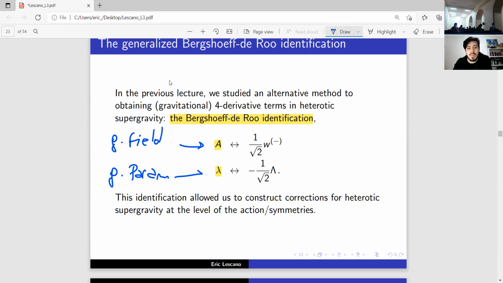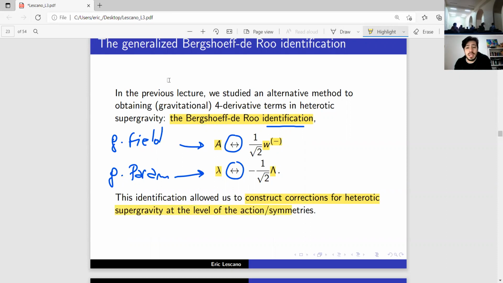We start by considering a gauge supergravity, and then we can perform this kind of identification. These are our identifications. We are working in this way to the right in order to transform this gauge field into a gauge connection, and in order to transform this gauge parameter into a Lorentz parameter. This is a Lorentz parameter, and this is a gauge connection. We use this map considering generators. We define generators in order to perform this identification. And this identification allows us to construct corrections for heterotic supergravity at the level of the action and symmetries, both.